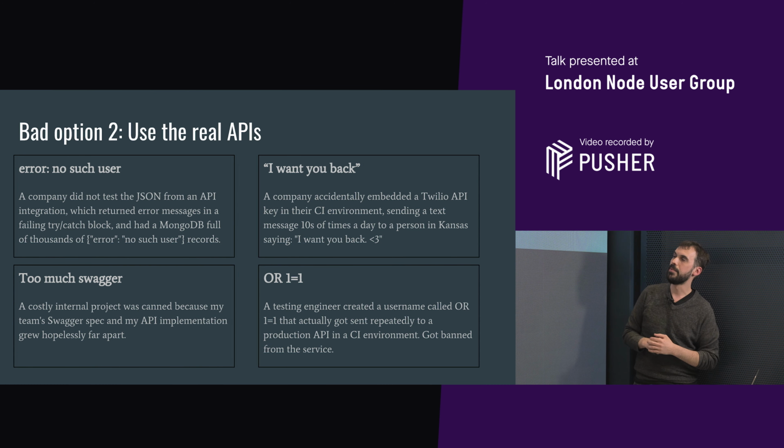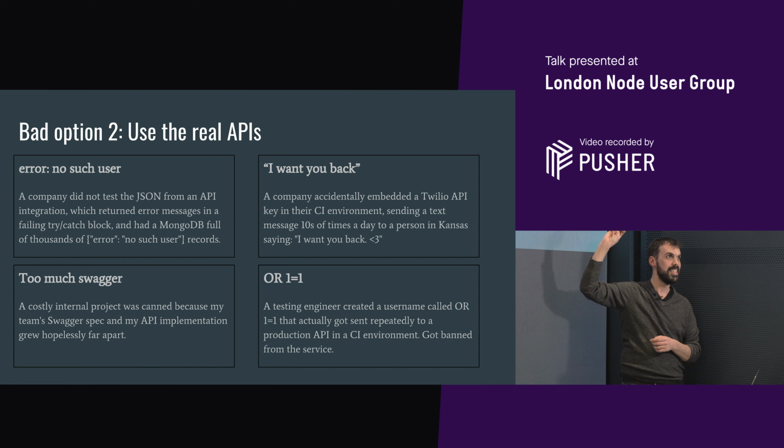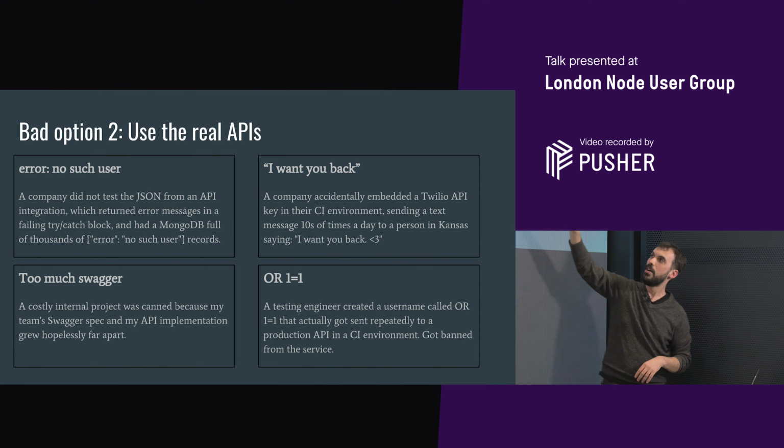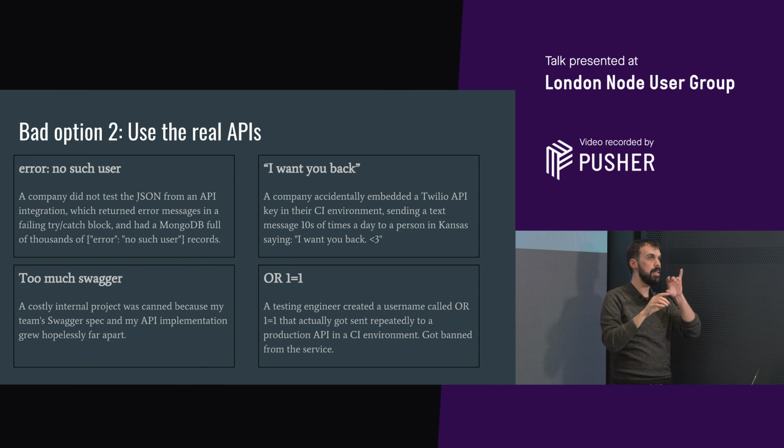Then another one, somebody, as a joke, that may or may not have been me, created a username called or1=1. How many people have ever done something nasty like that? Do you know what that's called, for those of you who have done it? Yeah, SQL injection. So don't do that. But it actually got sent repeatedly to a production API in an environment and got banned from the service. Basically, never do this. But if you put or1=1 and it's copied and pasted into SQL and it's a delete statement, then it will delete the entire database because or1=1 is always true. And you did not learn that from me, and thank God nobody's recording. You did not learn that from me.